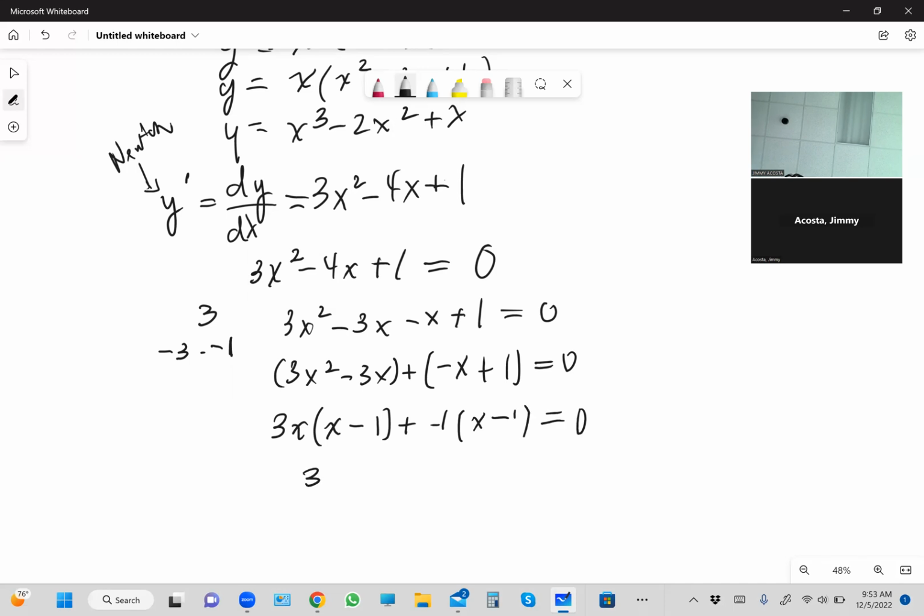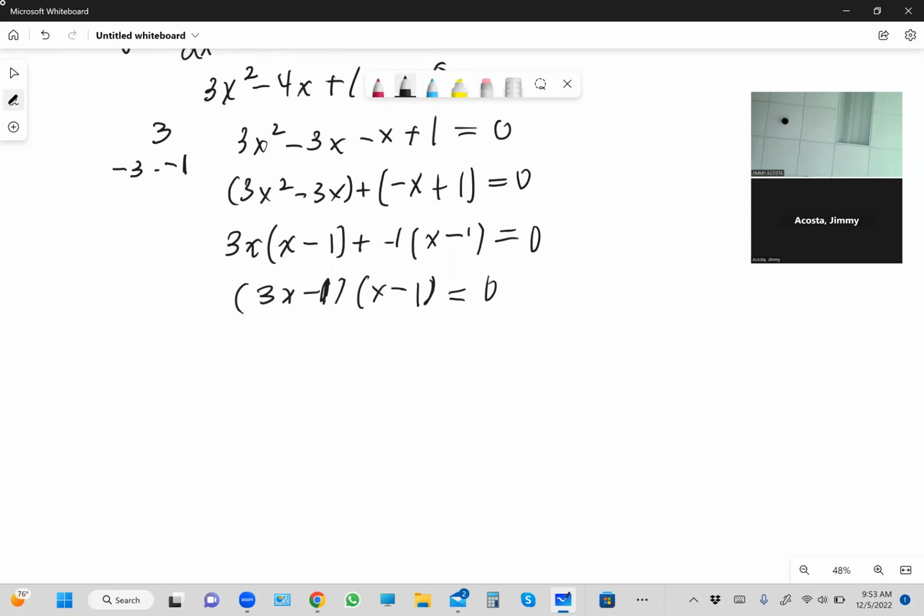So we have 3x minus 1 times x minus 1. And I don't know why it's laggy and it's making my handwriting look ugly. Equals 0. So we have two solutions, right? x equals 1/3 and x equals 1, don't we? And now we have to determine the local minimums and local maxes.